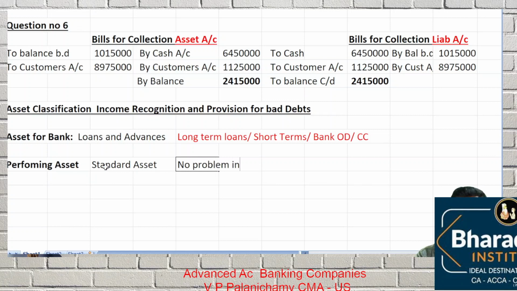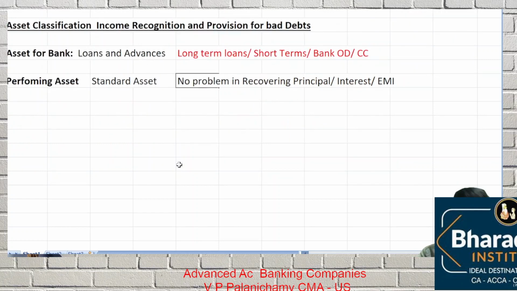It's called a standard asset. There's no problem in recovering the principal amount, interest amount, or EMI amount, whatever you say. There is no problem in recovering that money. So standard assets are those where there is no problem in recovering that money.